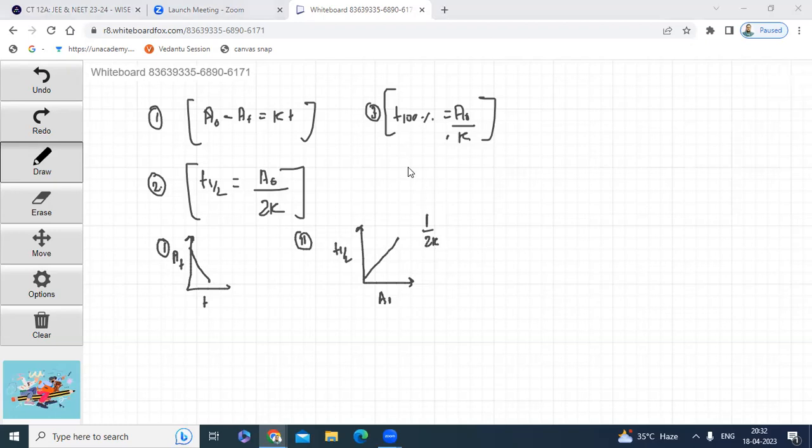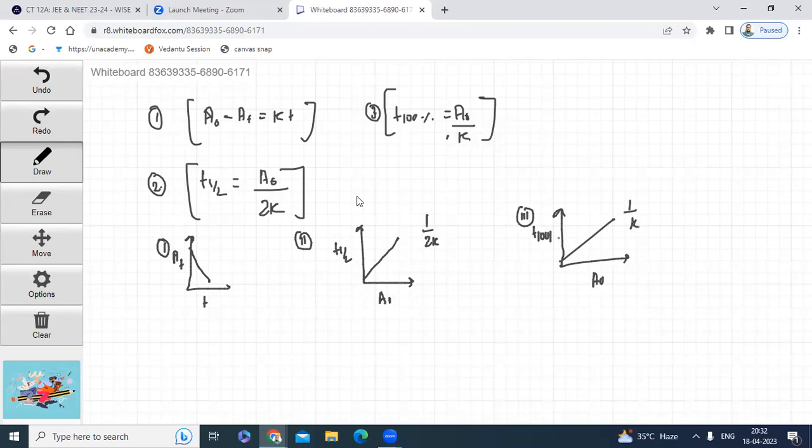If third, we draw the curve for the t 100% and A naught, may I know which topic you are teaching? I am teaching the zero order chemical reaction. In the zero order chemical reaction, we have derived the formula for the calculation of concentration and time rate constant relation, t 100% relation, and the t half relation. We have studied that the relation between t 100% and A naught is equal to 1 by K.